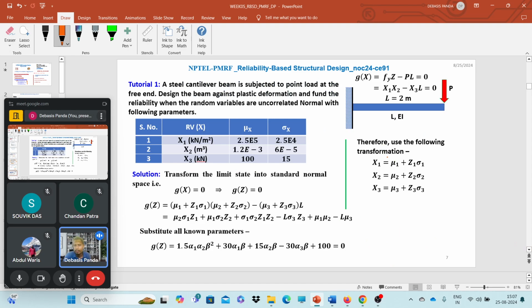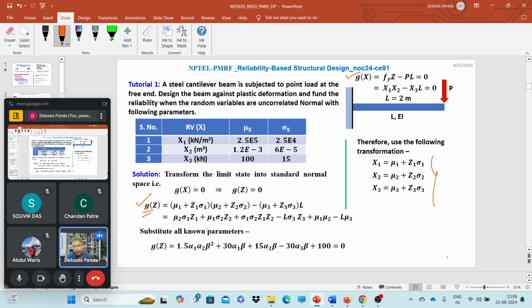We have solved different kinds of problems, but let's quickly go through that simple cantilever problem where our g of x was x1 x2 minus x3 l. First, these are random variables, so we need to convert them into standard normal space. So this is your g of x in the actual domain. Now we need to convert it into standard normal space. That means we need to subtract the value of x1 with respect to Z1, Z2 and Z3. So we will get that g of Z in standard normal space.